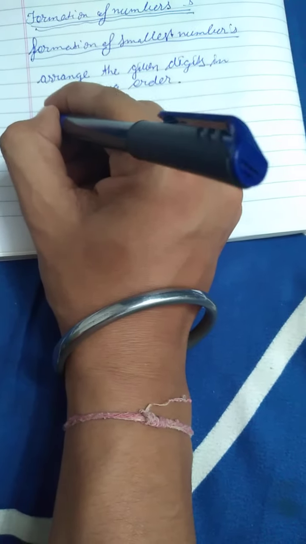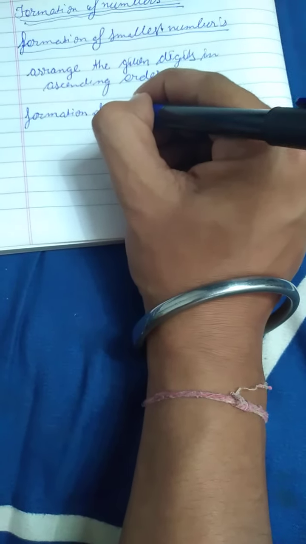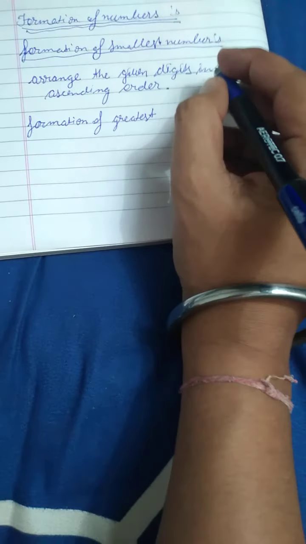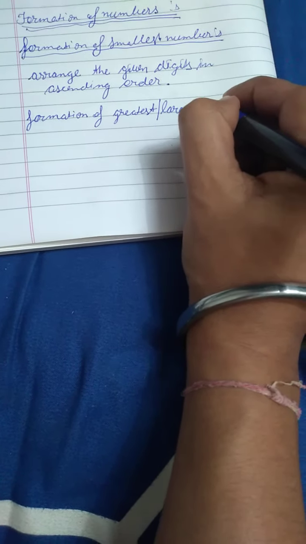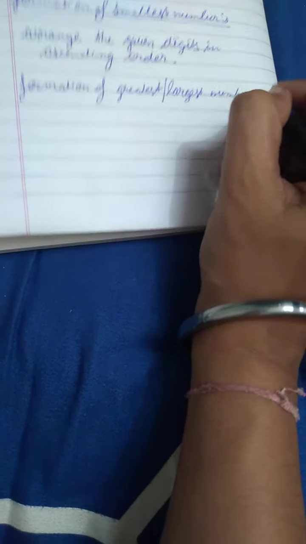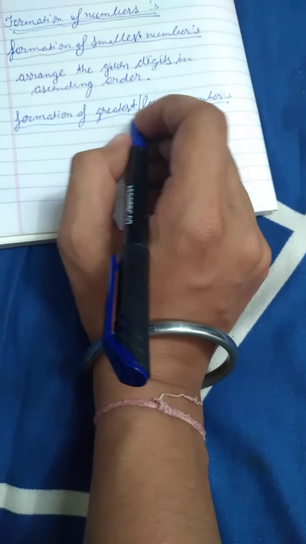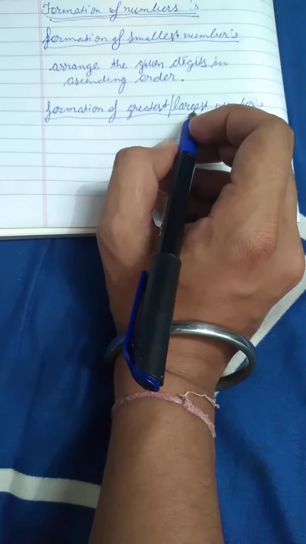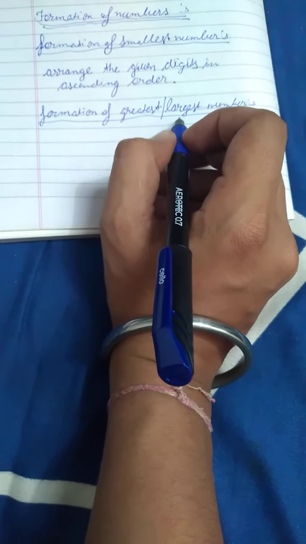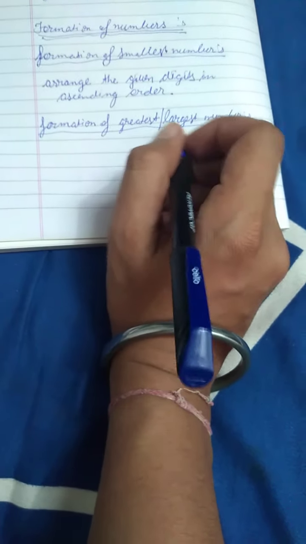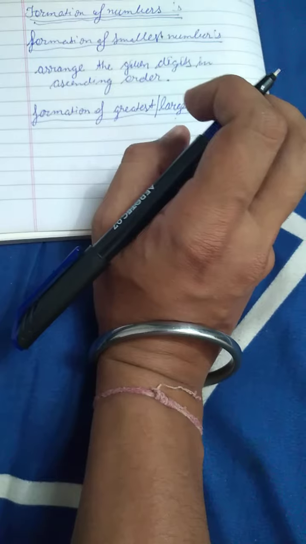Next is formation of the largest number or the greatest number. In some books they write the greatest number, and in some books they write the largest number. In mostly the ICSE board, the word greatest is used, and for CBSE and other boards they use the word largest number. So both have the same meaning. Don't confuse if I use greatest or largest, the meaning is the same.